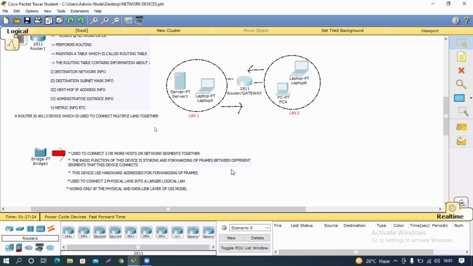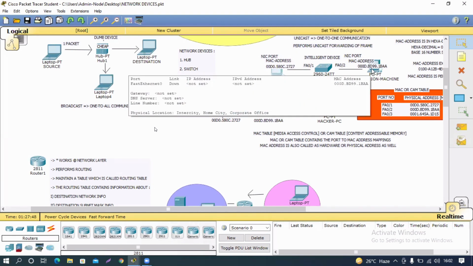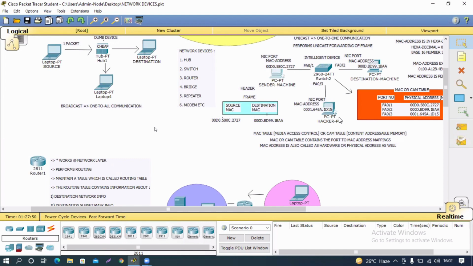All these types of devices like the bridge use hardware addresses for forwarding of frames. Hardware address means the same as a switch. A switch also uses these hardware addresses to forward frames. They also maintain a table. This type of table helps switches and bridges perform unicast forwarding of frames, meaning whoever is the destination, only to that machine will the frames be delivered. No other hacker machines or any other machines will get them.